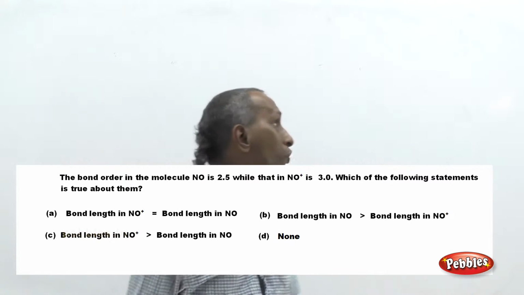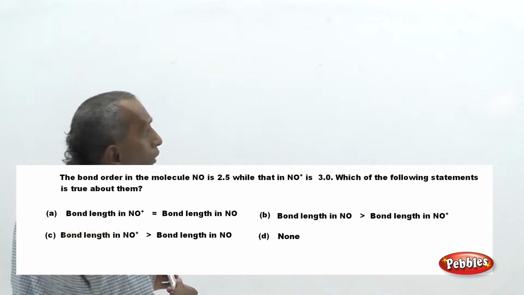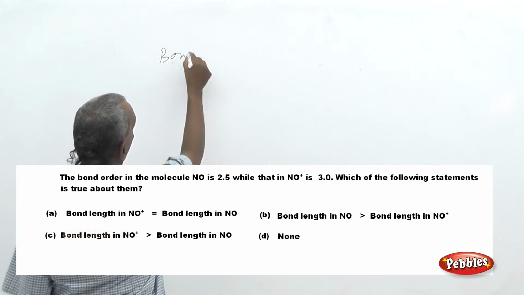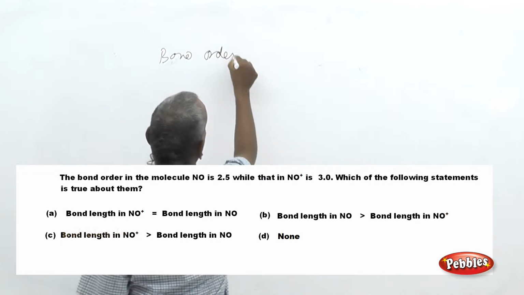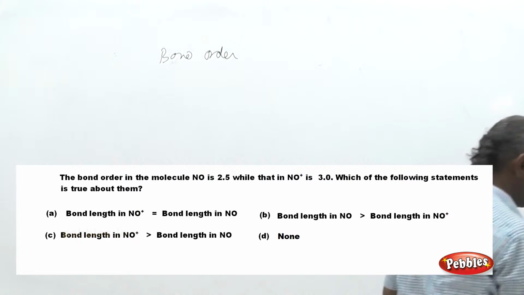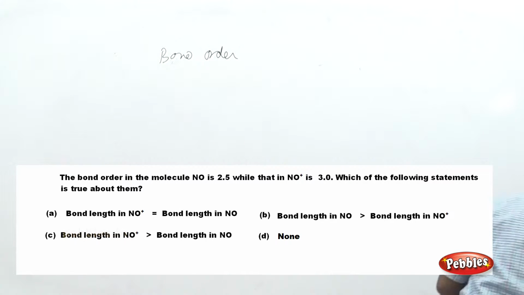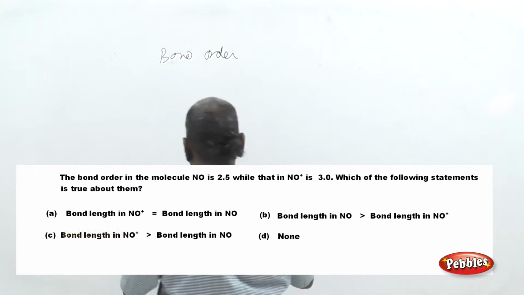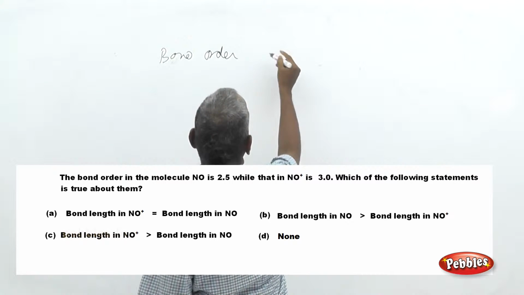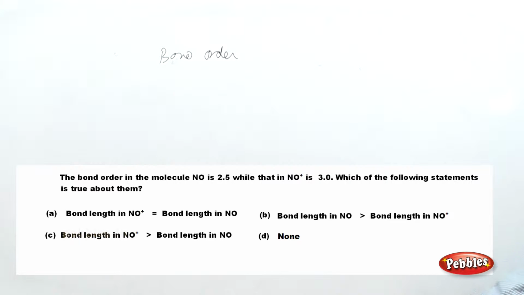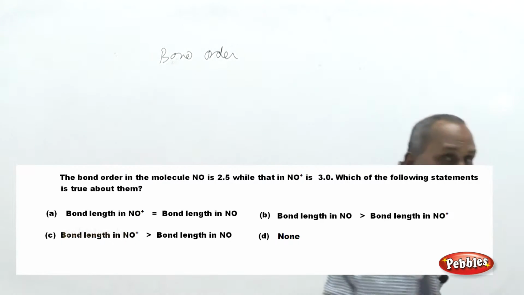This question is based on the correlation between bond order and bond length. Bond order, we have seen about this. Bond order is the number of covalent bonds present in a system, whereas bond length is the distance between the participating atoms in the covalent linkage. That is called bond length. So the difference between bond order and bond length and their correlation is in this question.